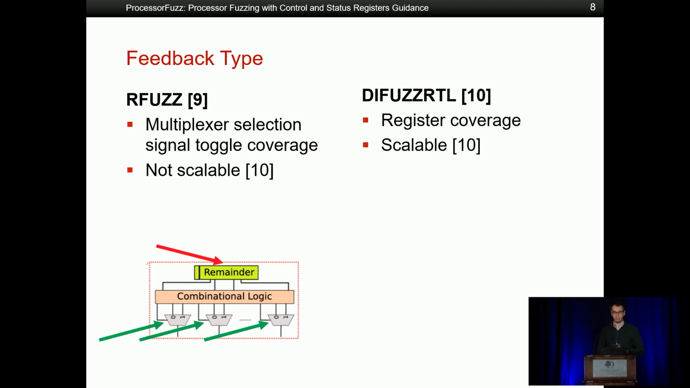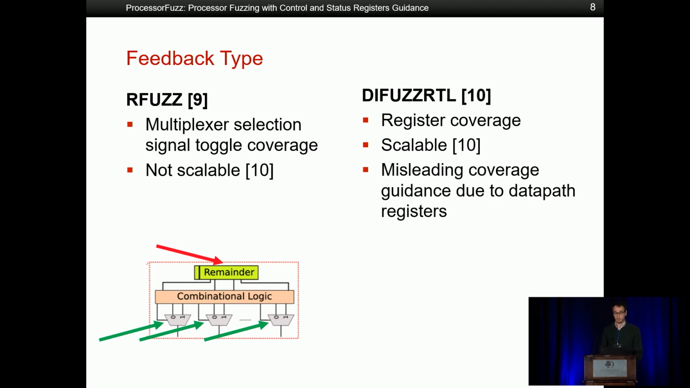So the goal here is that since the number of registers that track these multiplexer selection signals is significantly lower, it becomes scalable and the instrumentation overhead becomes significantly less compared to the RFuzz approach. But we observed that while detecting these registers, DifuzzRTL monitors many data path registers that mislead the fuzzer.